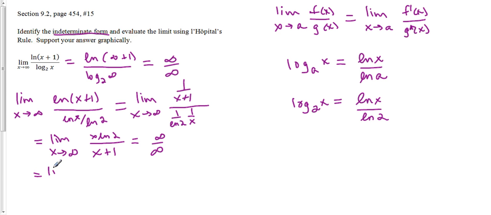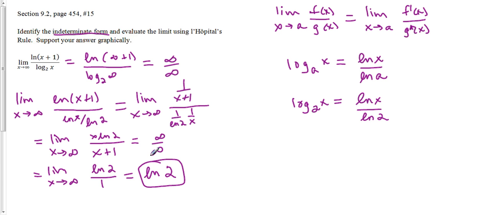So I'm still going to have the limit as x goes to infinity, and I'm going to take the derivative of the numerator, and the derivative of x is 1, so I'm just going to get the natural log of 2. And when I take the derivative of the denominator, I'm going to get 1. And now I substitute back in, but I don't have any x's. So my answer is just going to be the natural log of 2.